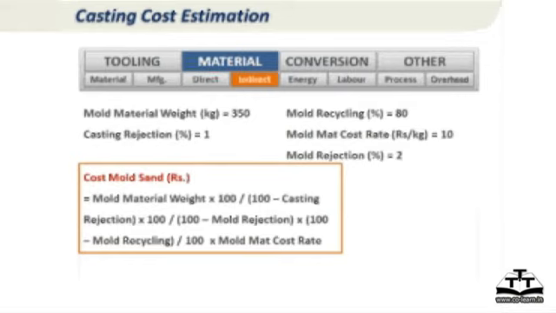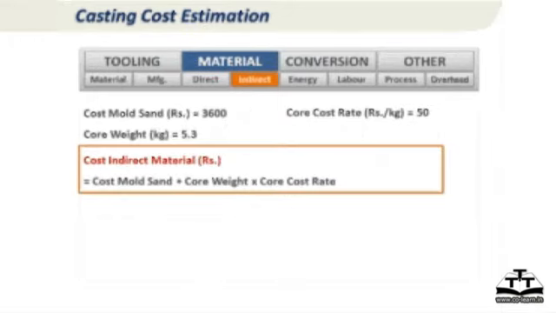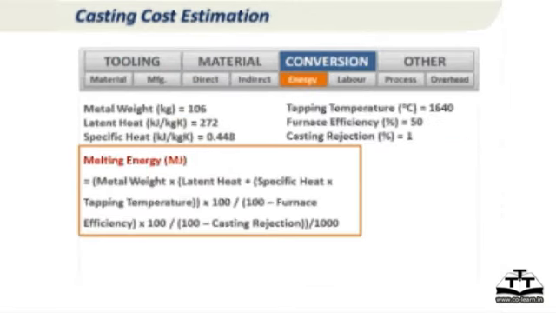So here you are assuming that mold recycling is 80%, for example. Because the customer is not paying for 80% of the mold cost, he is only paying for 20% of the mold material cost, which is lost in the process. So you get some rupees here, and then you look at some more indirect material like core, okay, and as I said, you can add something else.